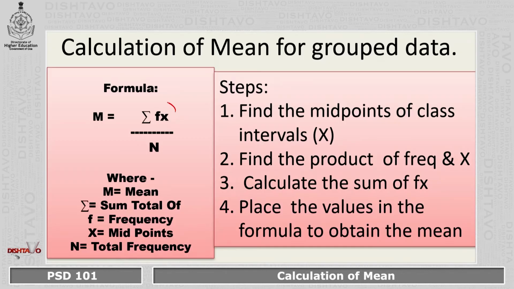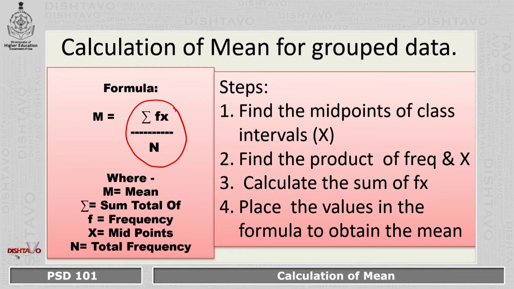Now, the formula for mean for grouped data is sigma fx upon n, where m is the mean, sigma is the sum total. Please note, small f is frequency, capital X is midpoints, and n is the total frequency. Now, there are certain steps that you have to keep in mind when you are calculating mean for grouped data.